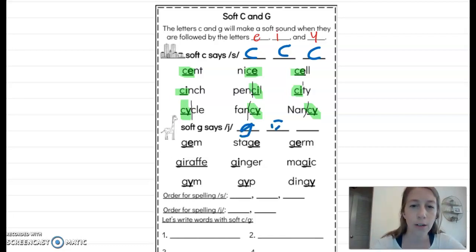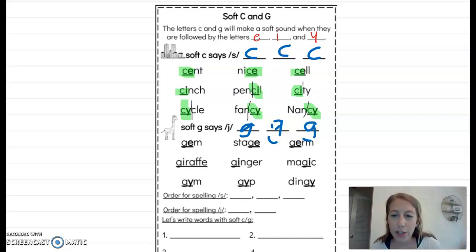J, J. Sorry about that, guys. J. So these G's are going to say J, okay? Now, same rule applies. We know it's going to make a soft sound when E, I, or Y comes after it. J, J, J, J. So hopefully on your reading sheet you have highlighted those spelling patterns and also said J. You know, E, I, and Y make that G say J.